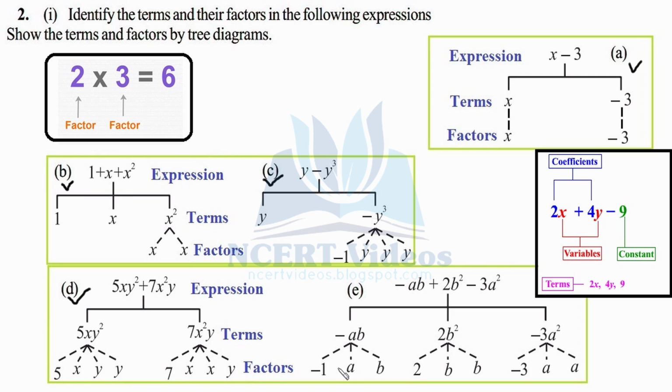So these are factors. That is, smallest individual units which have their own existence. And 2, b is twice, so b, b. Here minus 3, a is squared, therefore a and a. So in this way, you find terms and factors of the given expression. That's the first part.